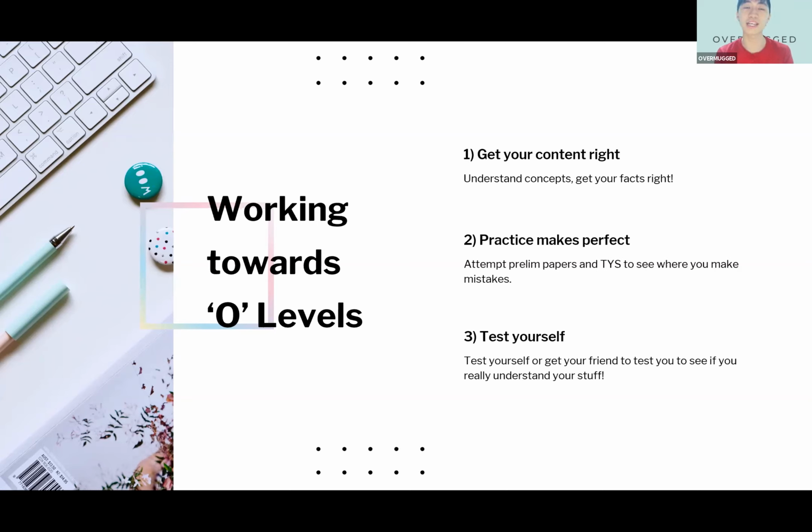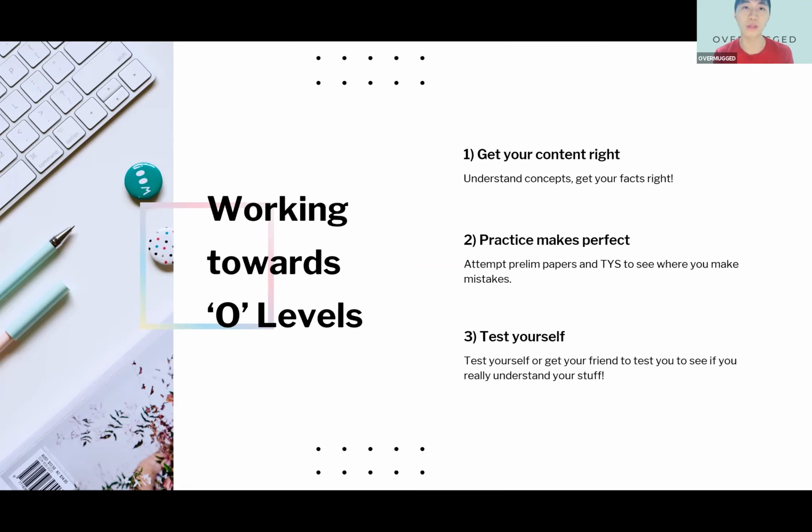So we know we study kinematics, for example, but there are different ways questions could be set to test you about kinematics. So the practice comes in only after you understand your content. Okay, so never ever just do practice blindly if you don't even know your content. So set your foundation.